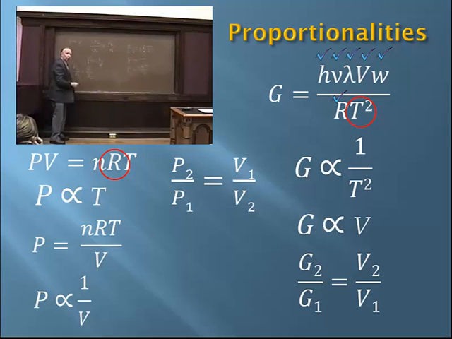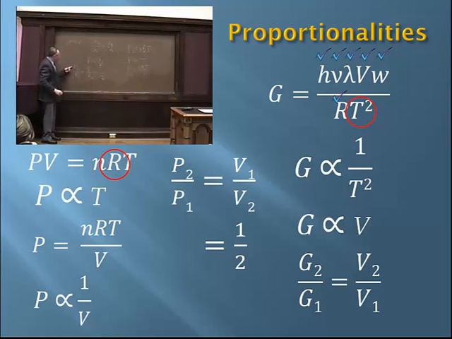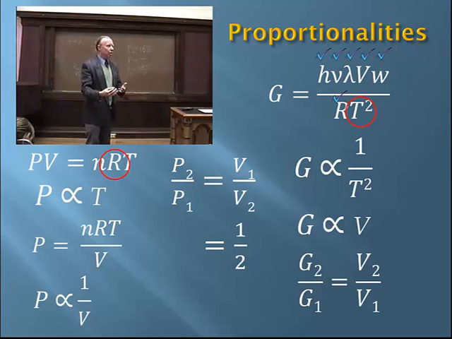I double the volume of the gas. V2 is twice as big as V1. What's the new pressure over the old pressure? Small. It's half as big or twice as small, however you want it. It's half as big. And that's exactly what happens. The new pressure is half as big as the old pressure.